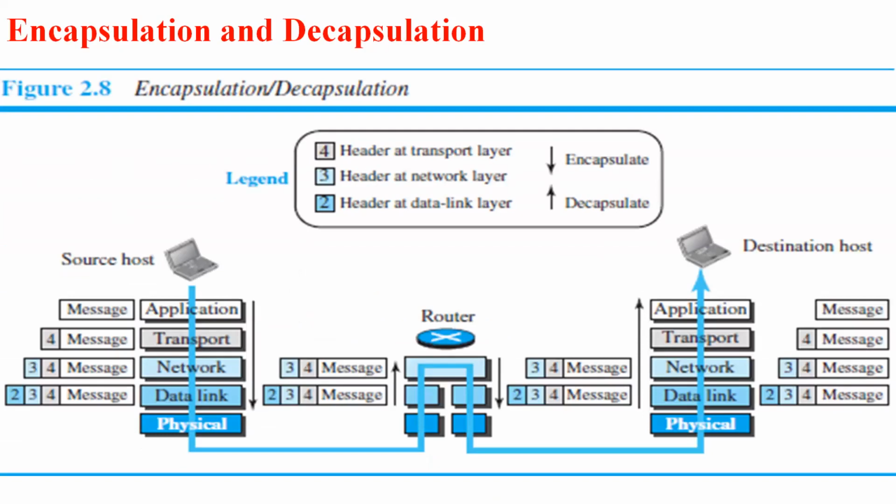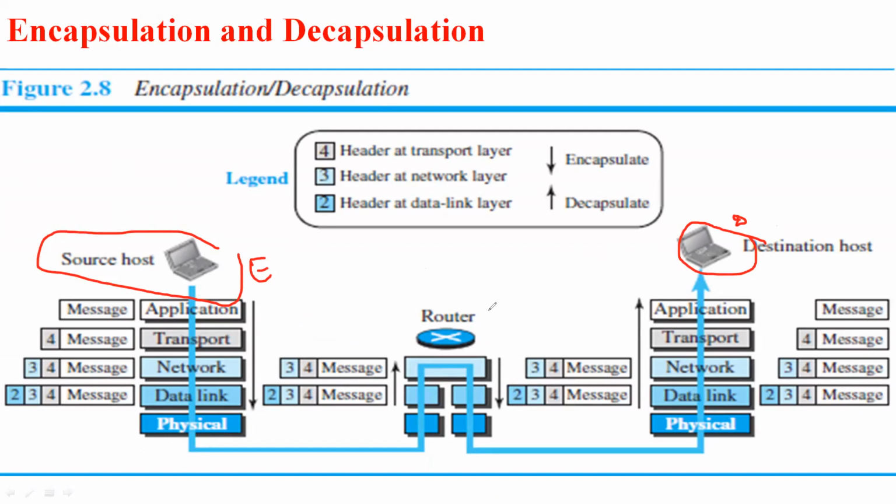Next we have a concept called encapsulation and decapsulation. It is one of the most important concepts in protocol layering. Here we have a figure which explains the encapsulation and decapsulation process. In the source host, the encapsulation process is carried out, whereas at the destination, the decapsulation process is carried out. So encapsulation happens at the source host and decapsulation happens at the destination host.